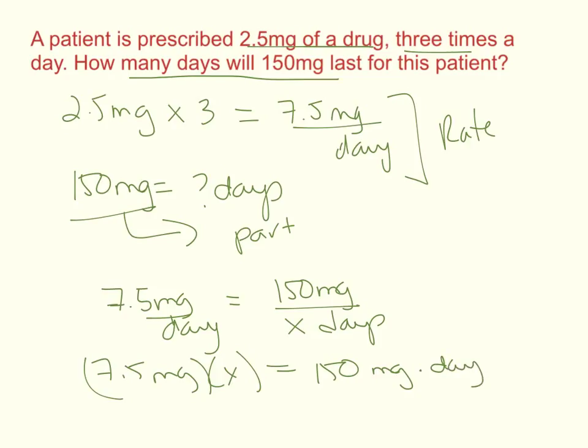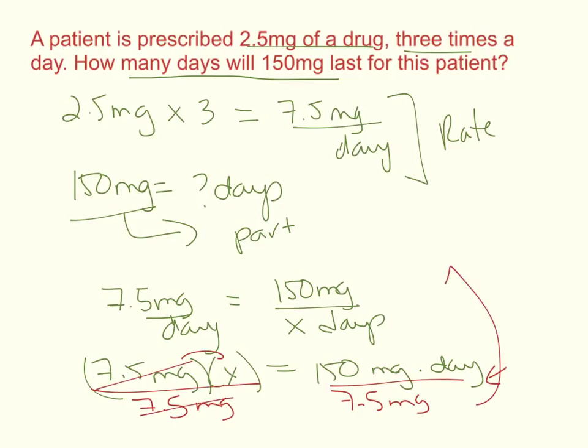Okay. Now, in order to isolate for the X, which is our number of days, we're going to divide both sides by 7.5 milligrams. Or move that 7.5 milligrams to the other side, but because it's a multiplication here, it would become a division here. So here, this would actually cancel out, leaving X isolated, which is the number of days.